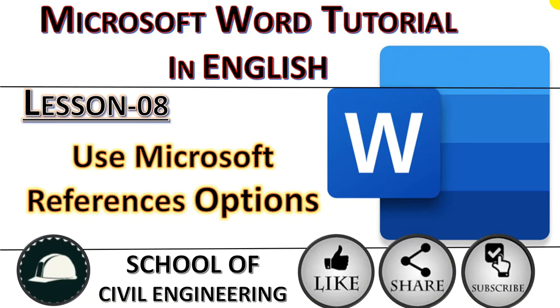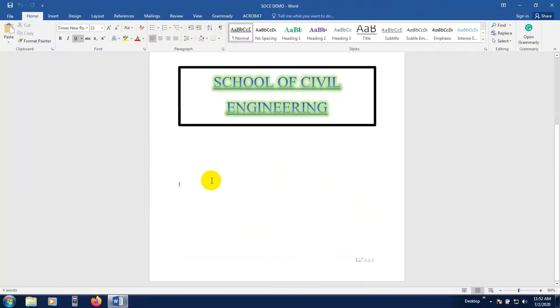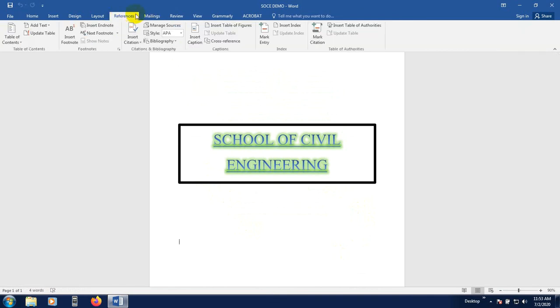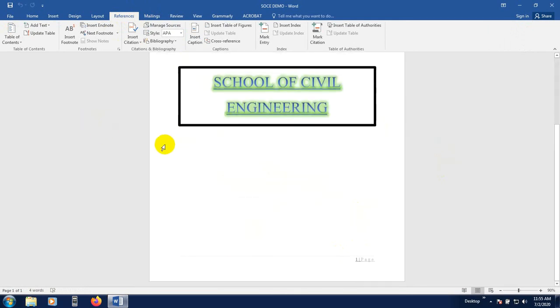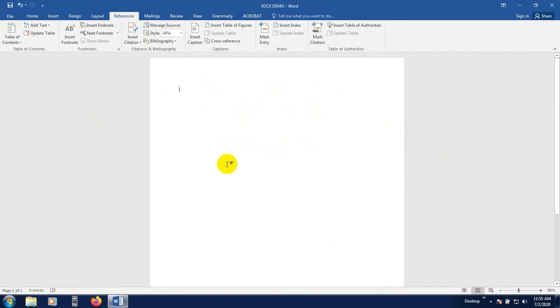So this is its last part, and here I'll discuss the references option. So this is our previous Word file. Today I will discuss references. Now I will just delete everything from here. Now what is references? Here we can add a table of contents, and then a table of figures.